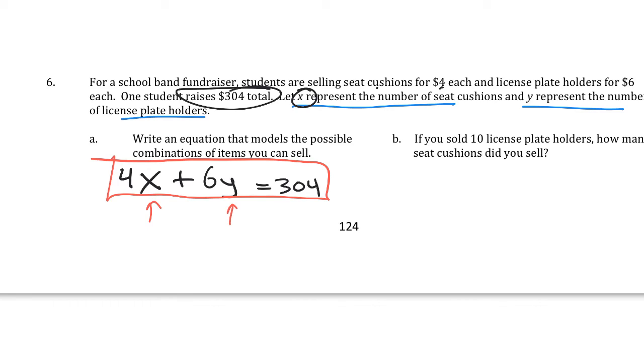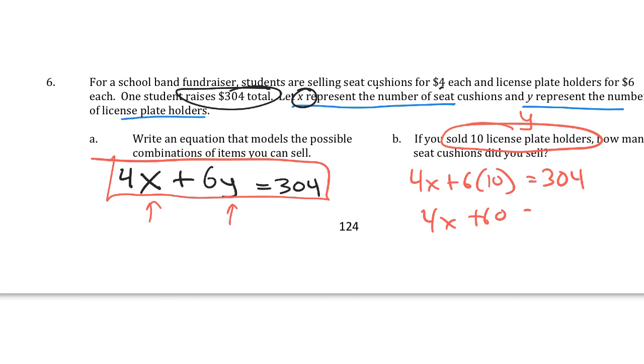I can't really solve that unless I'm given some information. And so in part B, if I sold 10 license plate holders, how many seat cushions did I sell? Well, license plate holders was Y. So we would plug in 10 for Y. We'd go 4x plus 6 times 10 equals 304. And now I can solve for x. 4x plus 60 equals 304. 4x equals, subtract 60 from both sides, so that's 244. And then divide that by 4, we'd get x equals 61. So we sold 61 seat cushions.